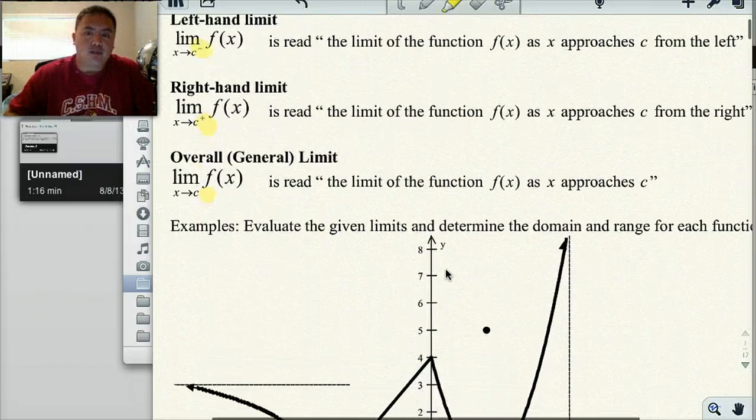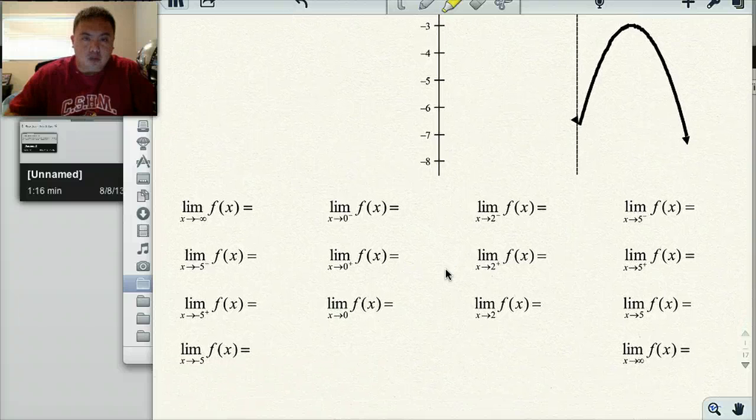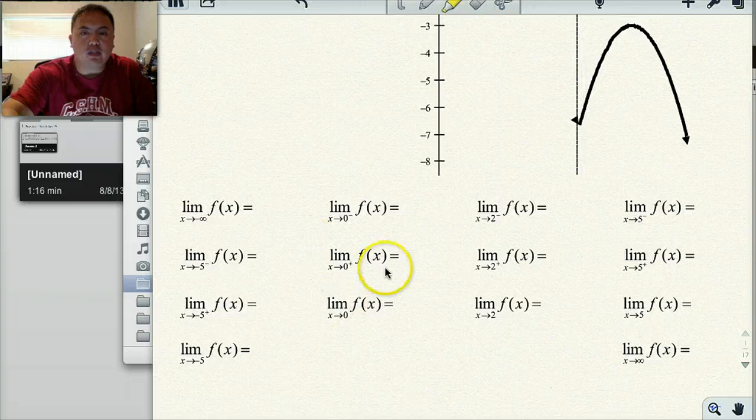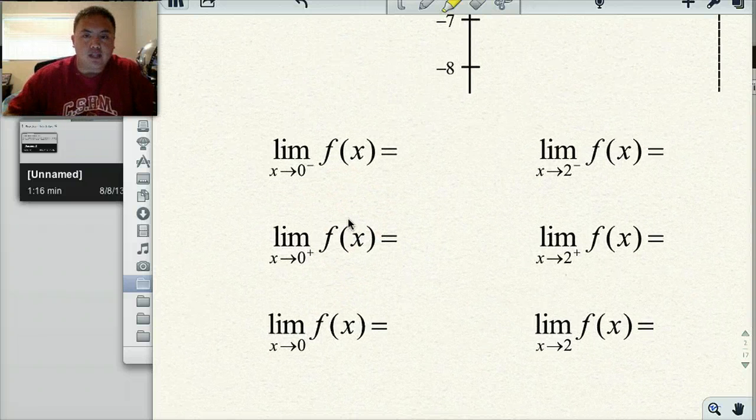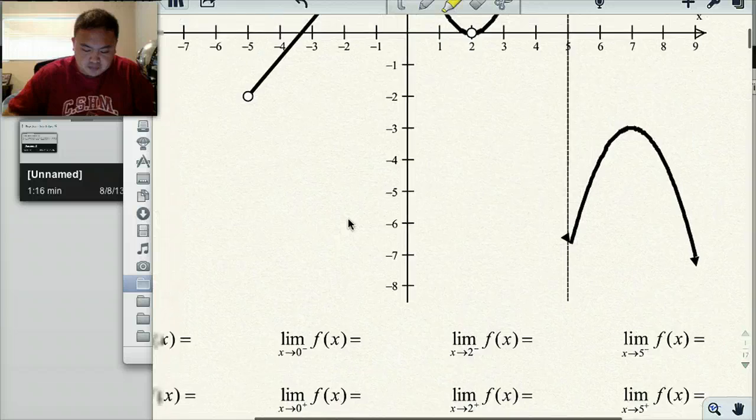Again, this should be review from last year. Let's look at this first problem. If you look at this column over here, let's start with these zeros down here. You may notice in the second column you see a whole bunch of zeros. Let's start with this one. This one says as x approaches 0 minus, 0 plus, and 0 in general. Minus means from the left, plus means from the right. 0 by itself means if the minus and the plus are equal to each other, then it's the same answer. So let's look at 0.